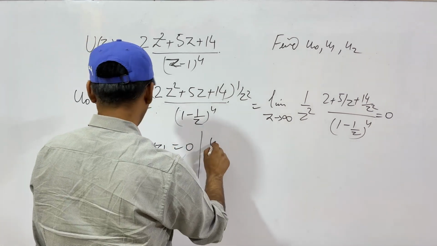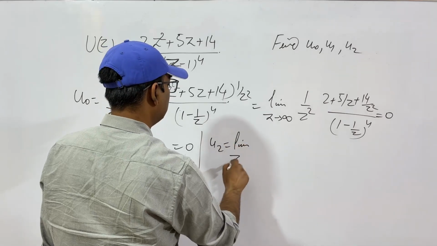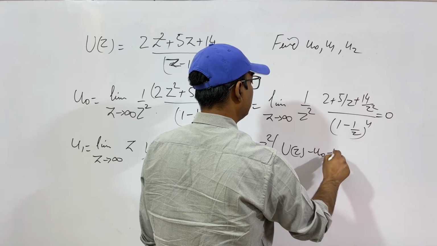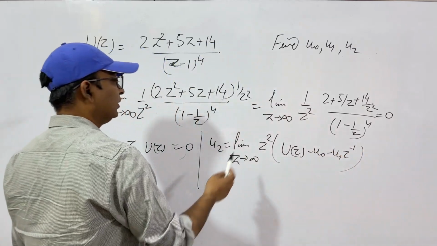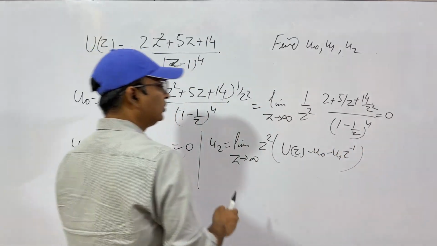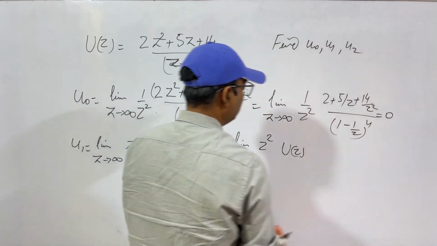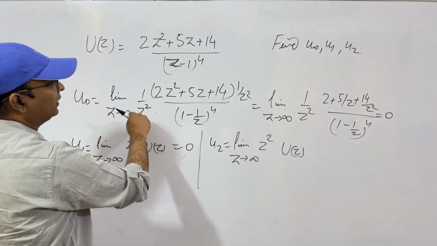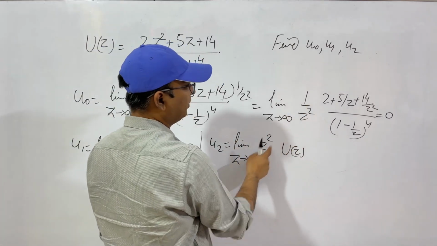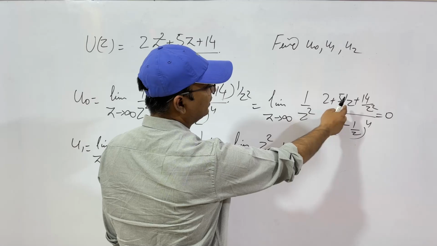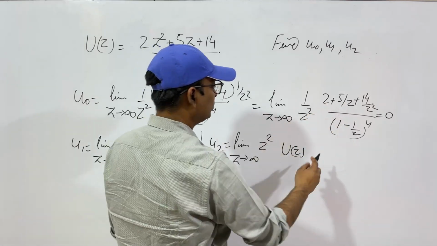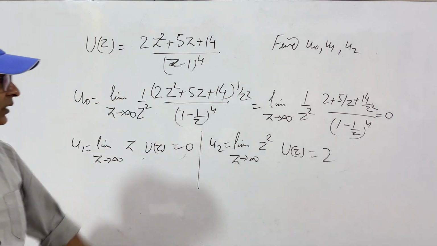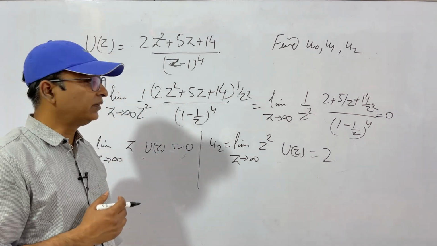What when we have limit z tending to infinity? This will be z square uz minus u0 minus u1 z minus 1. This is the case. Now u0 and u1 both are equal to 0. So this is gone. So you have z square into uz. Now what do you have? 1. If you multiply this by z square, so this is 1. Now when z tends to infinity, what is left is 2. So the answer is 2. Okay. So this way we can use initial value theorem to find u0, u1, u2, these initial values.